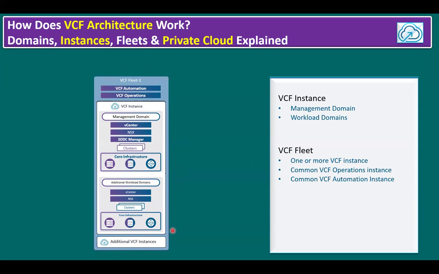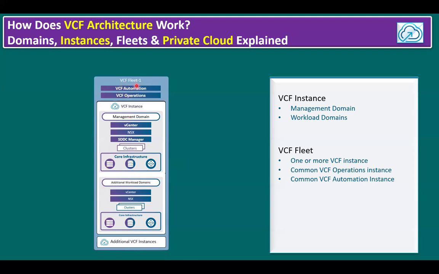If you observe this VCF architecture diagram, another important aspect of the VCF fleet is that it maintains a common VCF Operations instance. The one Operations instance will cover VCF instance 1 and also the additional VCF instances. And one instance means a combination of a management domain and multiple workload domains. Similarly, there is a common VCF Automation, just like VCF Operations, which will cover the one VCF instance and also the additional VCF instances. This entire combined architecture we call the VCF fleet.